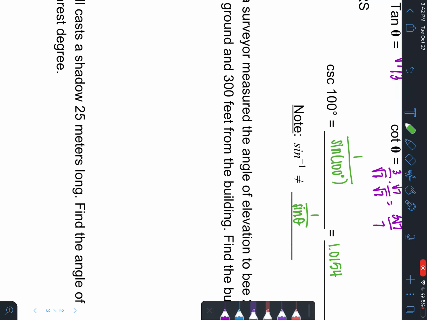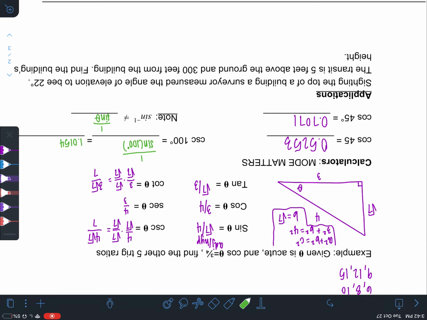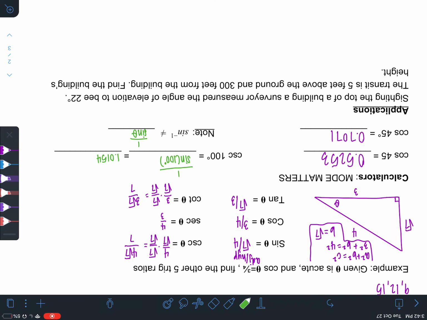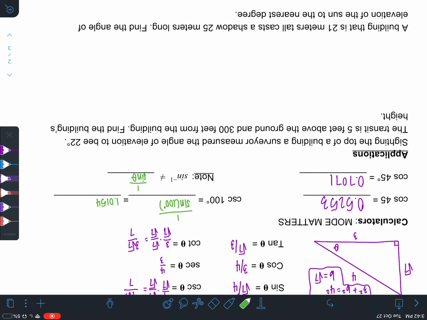Let's do one example together. Sighting the top of a building, a surveyor measured the angle of elevation to be 22 degrees. The transit is 5 feet above the ground and 300 feet from the building. Find the building's height. First, let's draw a picture. So here, this is our surveyor. He's looking at the top of the building, and it's looking to be 22 degrees.